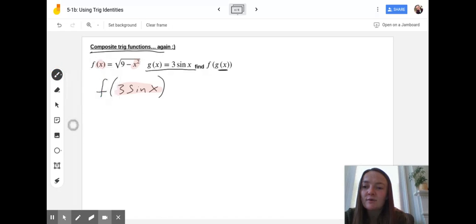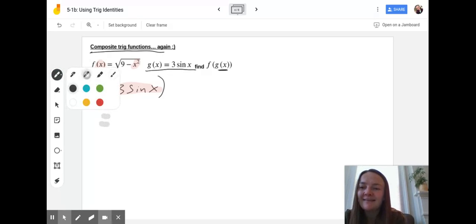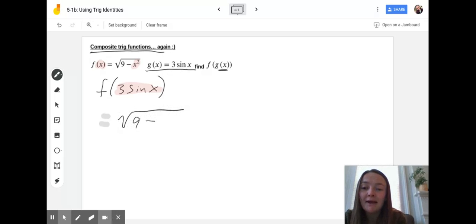So let's go ahead and rewrite this. This is going to be equal to the square root of 9 minus, well, instead of saying x, I'm going to say the inside function, like the eggs on my sandwich. That's going to be 3 sine of x. And notice how x is squared here, so I'm going to have to square this.